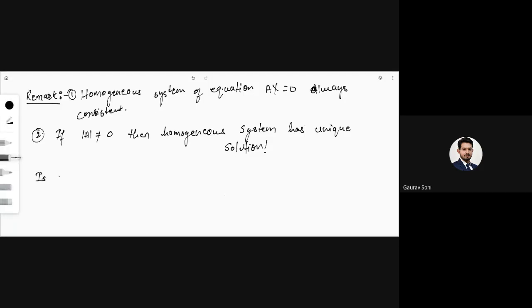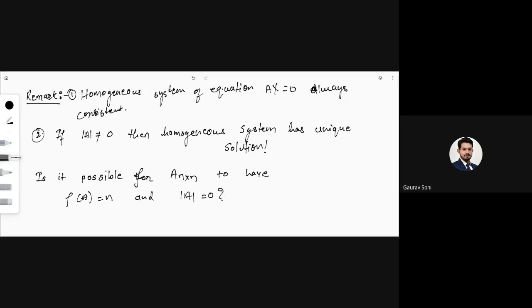I'll write down the question. Is it possible for an n by n matrix to have rank of A as n and determinant of A equal to 0?